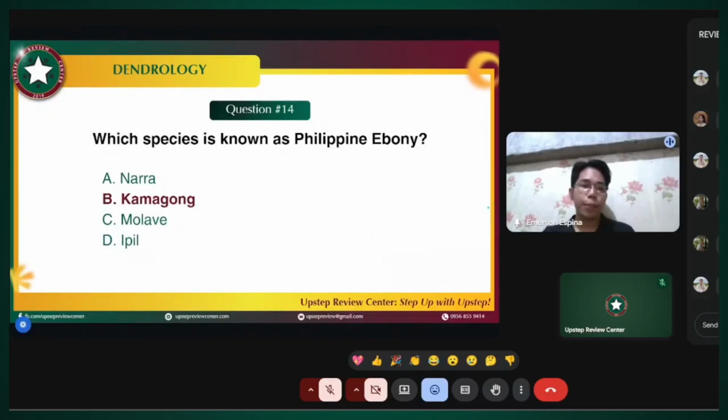Okay, time's up. The correct answer is letter B, Camagong. So this is one of the easiest points in the dendrology. If you see the word Philippine ebony, automatically that's most likely asking for Camagong as the correct answer.